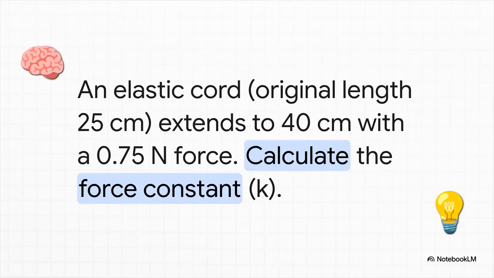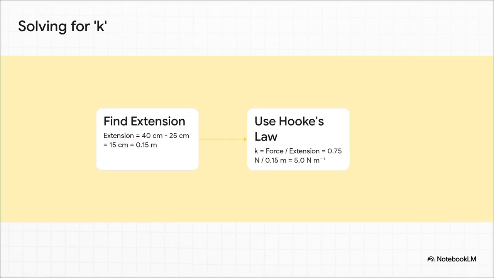First one up is a nice, straightforward Hooke's law problem. We've got an elastic cord, we know its starting length, its stretched length, and the force we used. Our mission is just to find that force constant, K. This is a classic two-stepper.